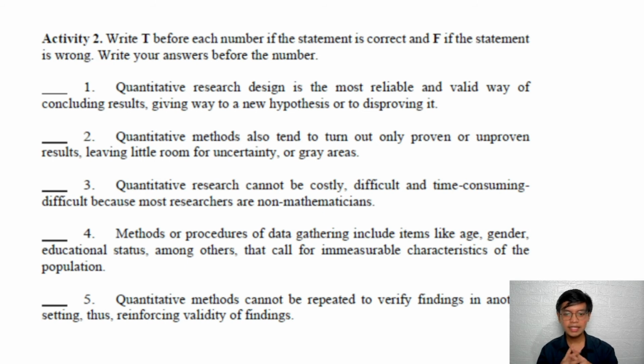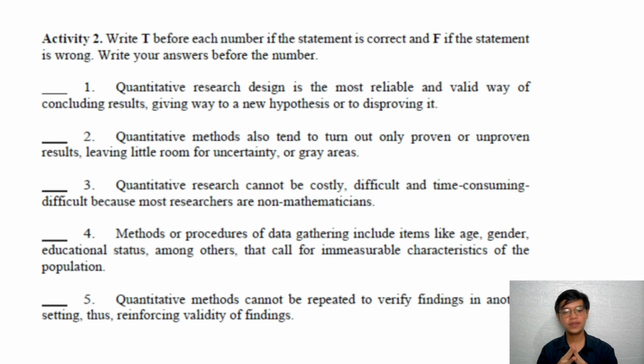Quantitative research design is the most reliable and valid way of concluding results, giving way to a new hypothesis or to disproving it. True or false? If your answer is true, then you are correct. Quantitative research design undergoes a systematic process, and we use numerical data to arrive at an objective result. So that's why it's a reliable and valid way.